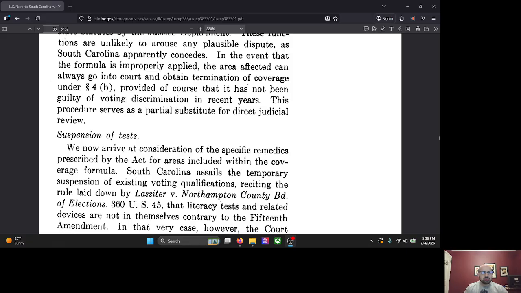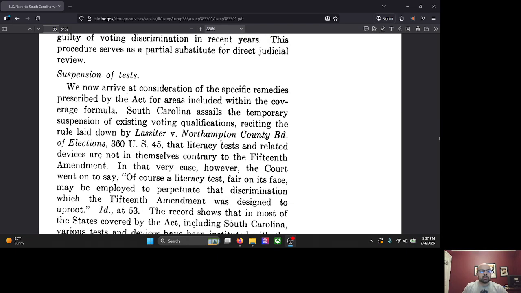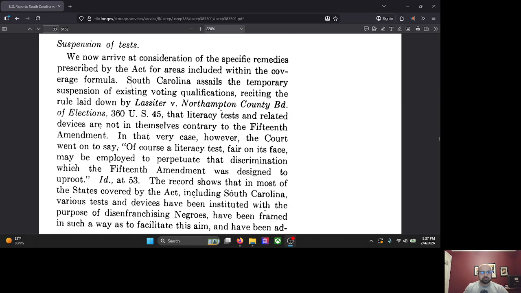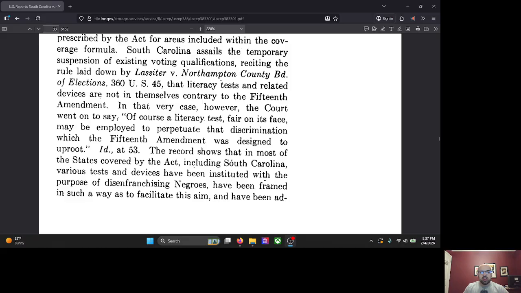This procedure serves as a partial substitute for direct judicial review. Suspension of tests. We now arrive at consideration of the specific remedies prescribed by the Act for areas included within the coverage formula. South Carolina assails the temporary suspension of existing voting qualifications, reciting the rule laid down in Lassiter v. Northampton County Board of Elections.